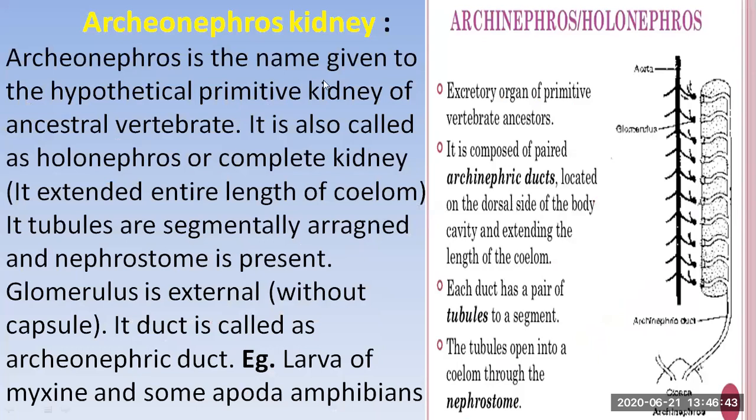So first, basically three different types: Pronephros, Mesonephros, and Metanephros. But others have also been given. We will see here. First of all, they have given the Archaeonephros kidney.